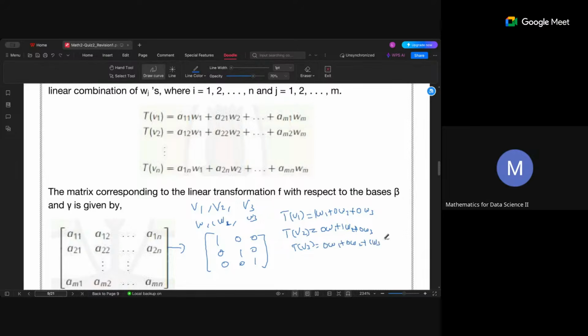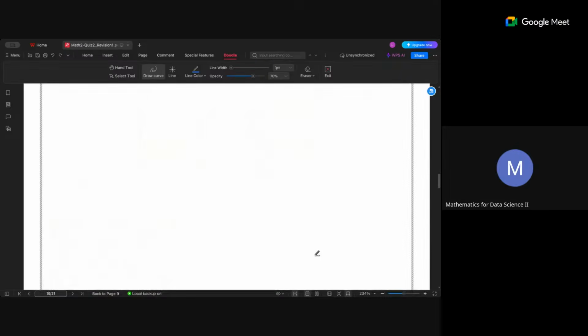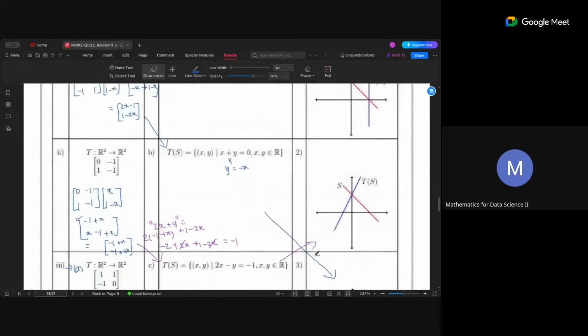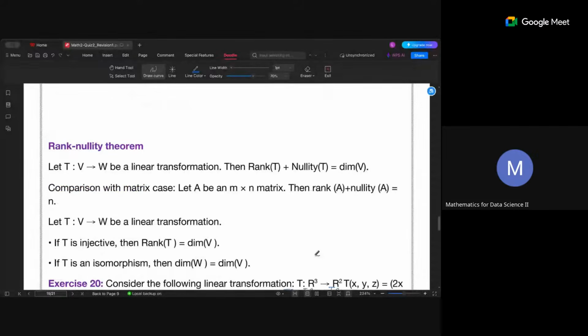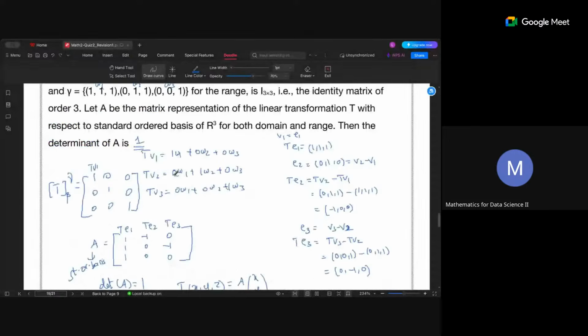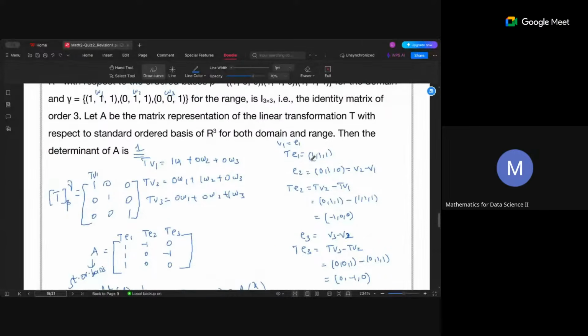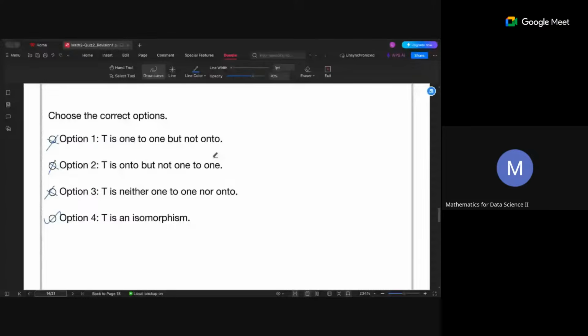Now from this onwards, I guess they are pretty direct. You are just putting in some values from here and there. So T of V1 is W1, and from this you are computing what T of E1 is, as usual, as we did in these previous cases.